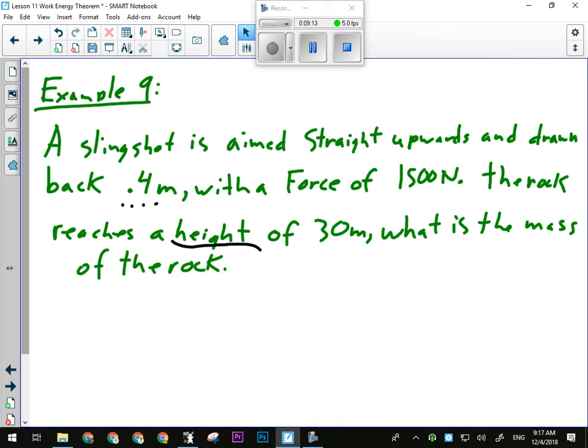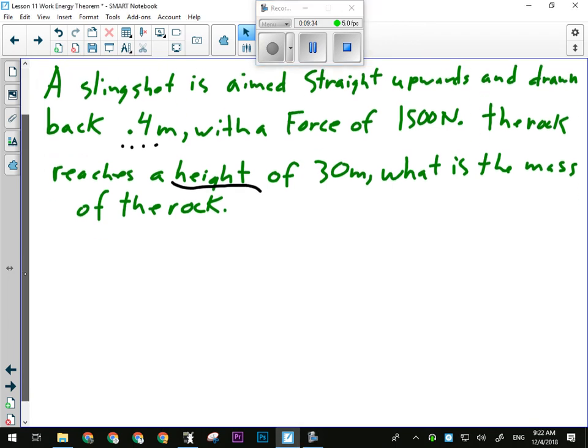So we got a slingshot and it's aimed straight upwards, drawn back 0.4 meters using 1,500 newtons worth of force. The rock reaches a height of 30 meters. We're going to assume the person is lying on the ground, so the initial height is 0. We're looking for the mass of the rock in this one.